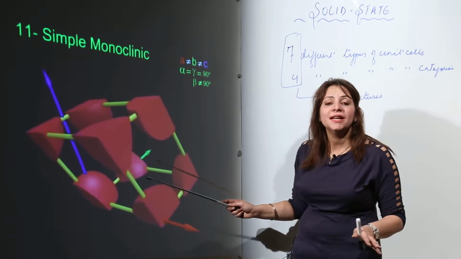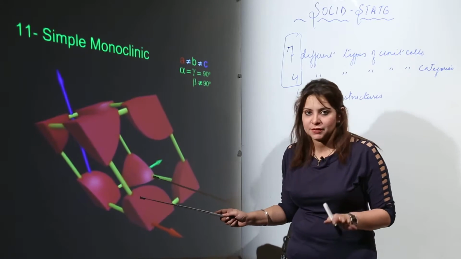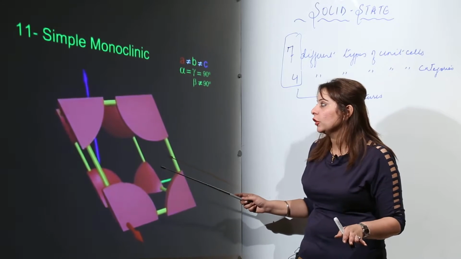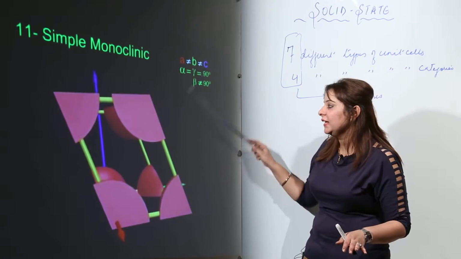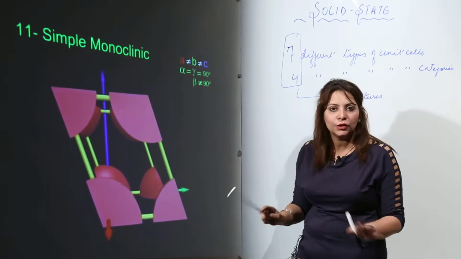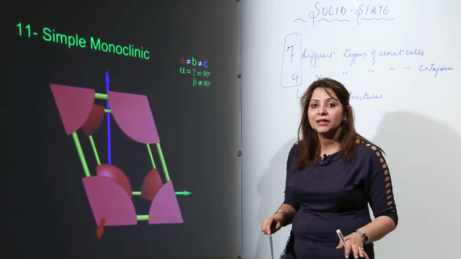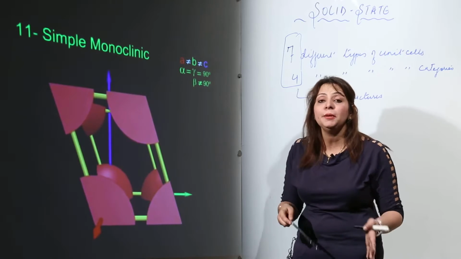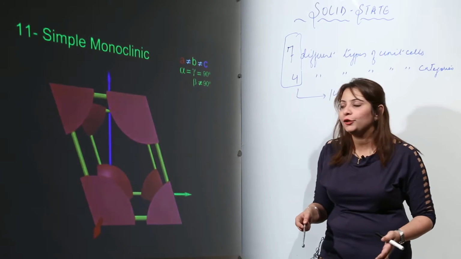These unit cells just vary in their shapes, and obviously in their edges and angles. Like in this case, no side is equal to any other, and if we talk about angles, two angles are 90 degree and beta is again not 90 degree. So you have to keep this in mind when you are talking about any kind of unit cell.